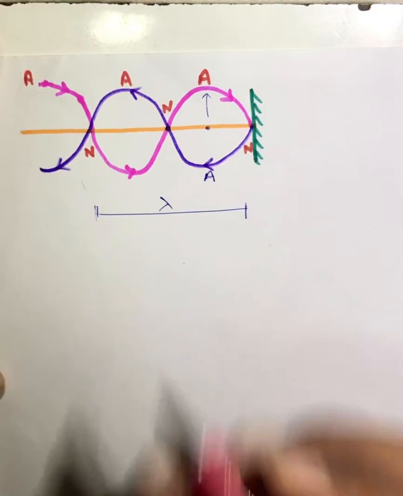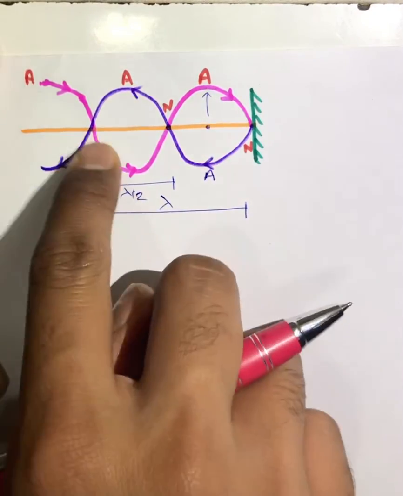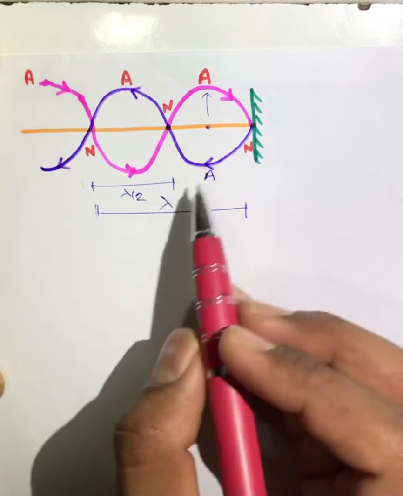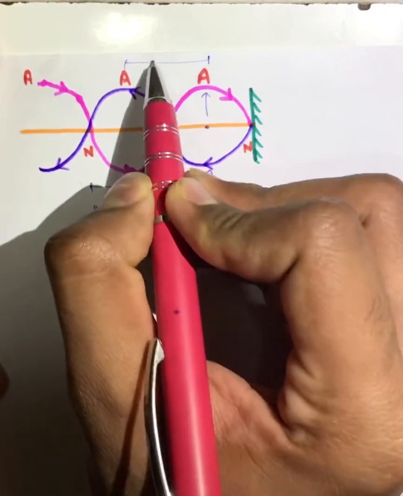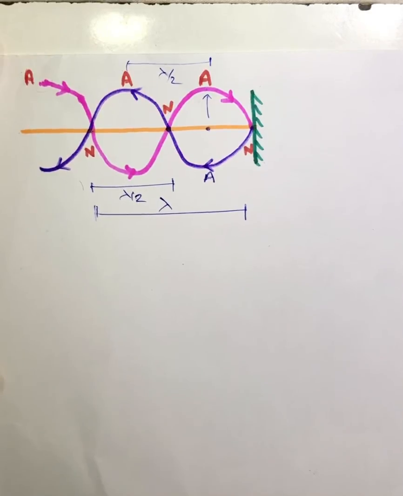And after every half wave, that is lambda by 2, we get a node, or after every half wave, lambda by 2, we get an antinode. So now let's see how these antinodes and nodes can be written in a mathematical manner.